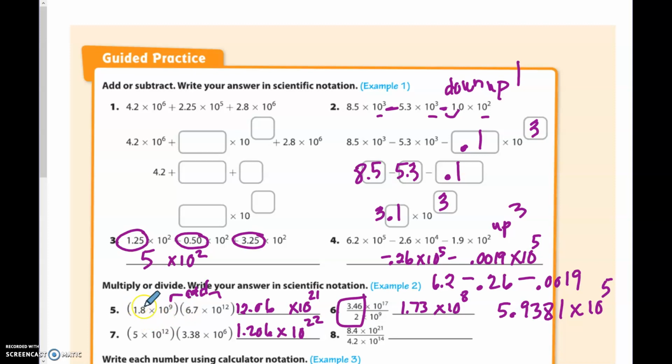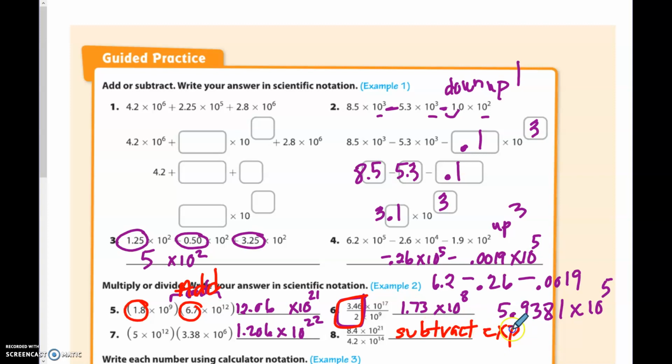So this says multiply, so multiply your multipliers together, and then you add exponents. Dividing, just go ahead and divide the multipliers, and we subtract exponents. Okay, those are the 2 things that we're going to do.